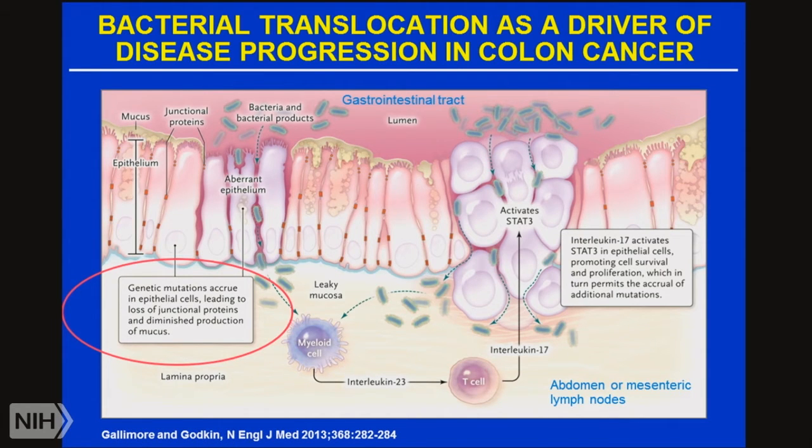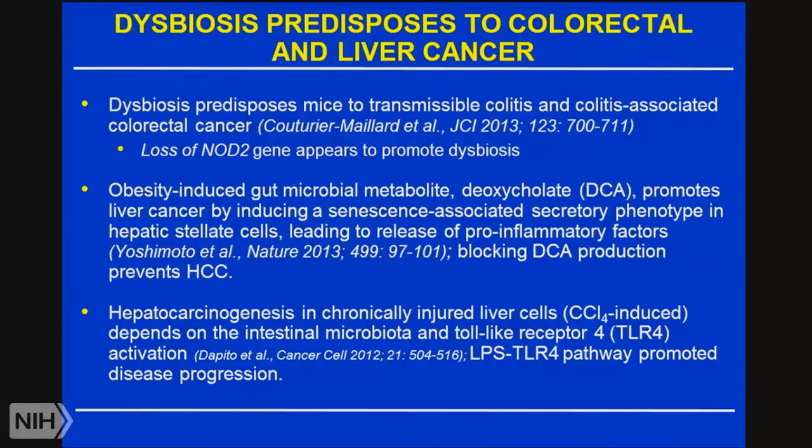So here, the dysbiosis would contribute to disease progression. And then here are several other really interesting papers. Here's a paper that says that dysbiosis predisposes mice to colitis, and then colitis-associated colorectal cancer. But the really important part of this paper was that it's transmissible. One animal has it, and the other animal, which didn't have it, lives together with that animal and also gets the dysbiosis.